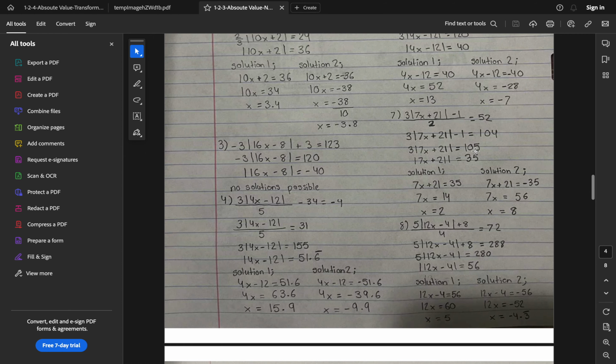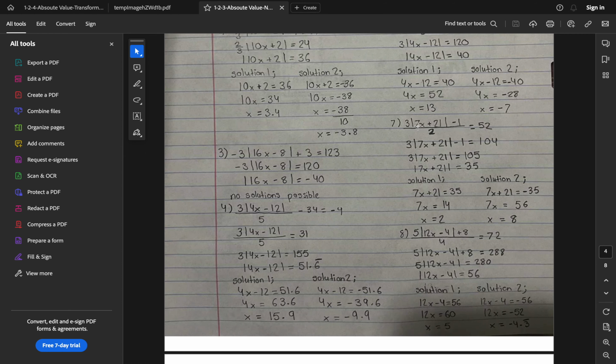Question number 7. You have 3 times the absolute value of 7x plus 21, minus 1, divided by 2 is equivalent to 52. All right, 3 times the absolute value of 7x plus 21, minus 1, is equivalent to 104. 3 times the absolute value of 7x plus 21 is equivalent to 105. And then the absolute value of 7x plus 21 is equivalent to 35.